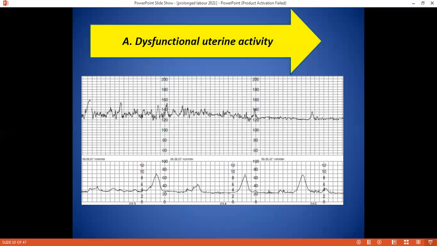This is a normal cardiotocography with infrequent uterine contractions. You see from here, each 1 cm equals 1 minute. So from here to here, 10 minutes contain only 2 contractions. So this is infrequent or dysfunctional uterine activity.